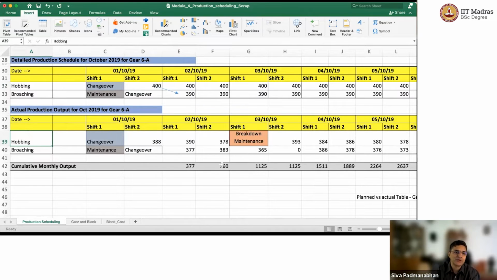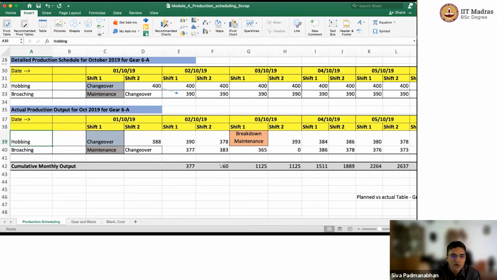But then you see the actual, you'll see that the number that's actually made is very different from what we anticipate. Because in reality, a worker could make a mistake, or there could be a problem in the machine, or there could be some defects in the incoming raw material batch that actually cause more scrap than anticipated, and so on. So in the second table, you'll see that the actual quantities being made from hobbing and broaching are very different.